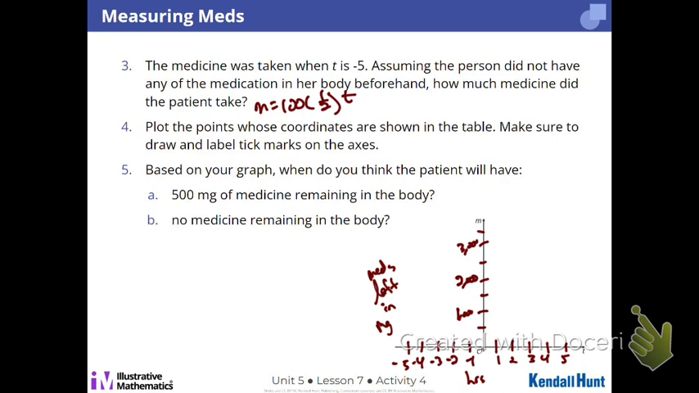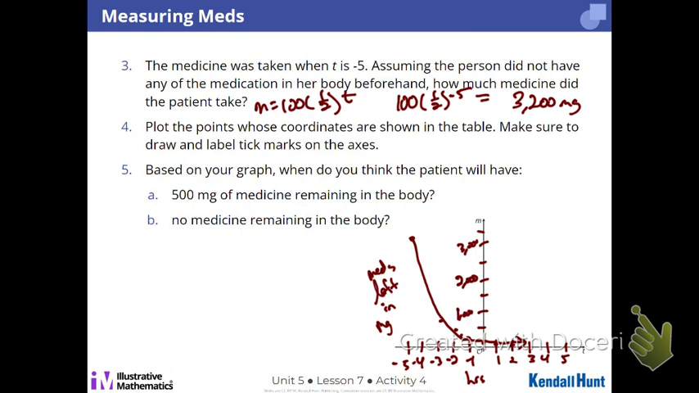So when time is -5, or 5 hours before, I'm going to do 100 times 1/2 to the -5, and we get 3,200 milligrams. All right? So plot the points whose coordinates are shown on the table. I now have -5, 3,200. I'm going to go with up here. What was -3 again? I can't flip back as easy as you. Oh, -3, 800. 800, okay. -2 then was 400. -1 was 200. 0 was 100. 1 was 50. 25, and so on. So it looks like this.